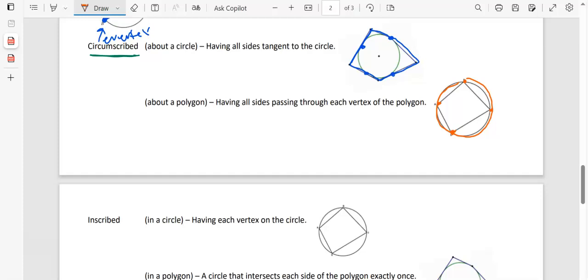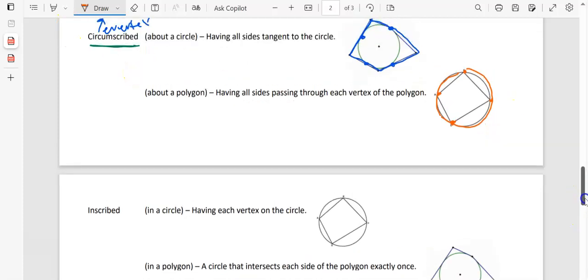You can actually have other polygons being circumscribed about other polygons. So for example, you could have a rectangle circumscribe a parallelogram, for example. Although we most often talk about circumscribed and inscribed pertaining to circles and polygons. So inscribed is the reverse of that. If I have a circumscribed quadrilateral, it's an inscribed circle.